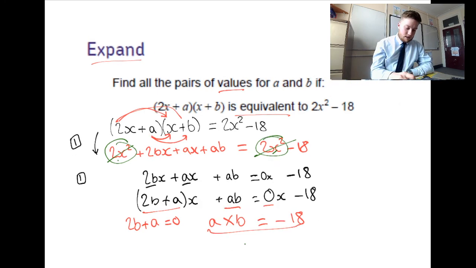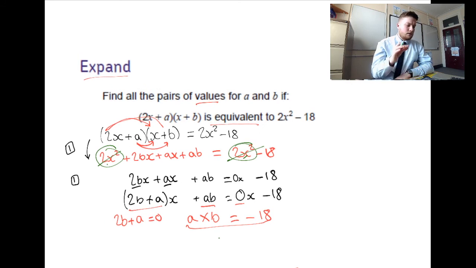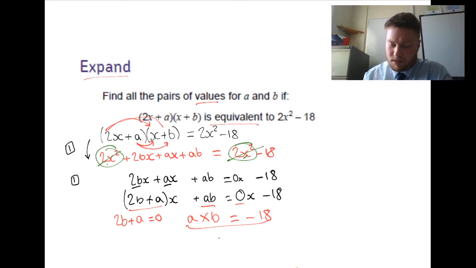So, at this point, let's write down some of the multiples, some of the pairs of numbers that multiply together to give -18. Okay, so I'm going to put -18 at the top here, like this.